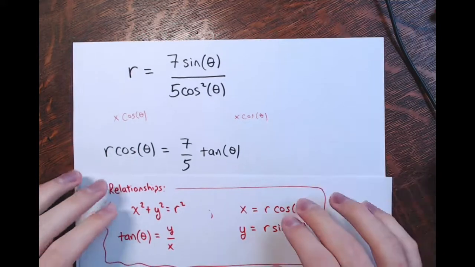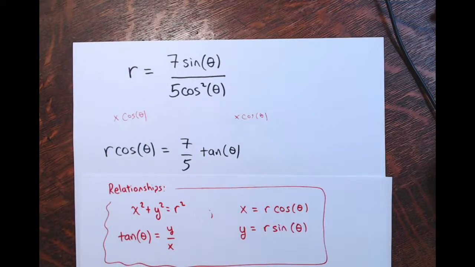These are the 4 relationships between rectangular coordinates and polar coordinates, x's and y's and r's and thetas. I'm trying to have an r squared show up so I can replace it with x squared plus y squared, or have r cosine theta show up so I can replace it with x, or have r sine theta show up so I can replace it with y, or have the tangent of theta show up so I can replace it with y over x, or the cotangent of theta would be x over y. You could do that as well.